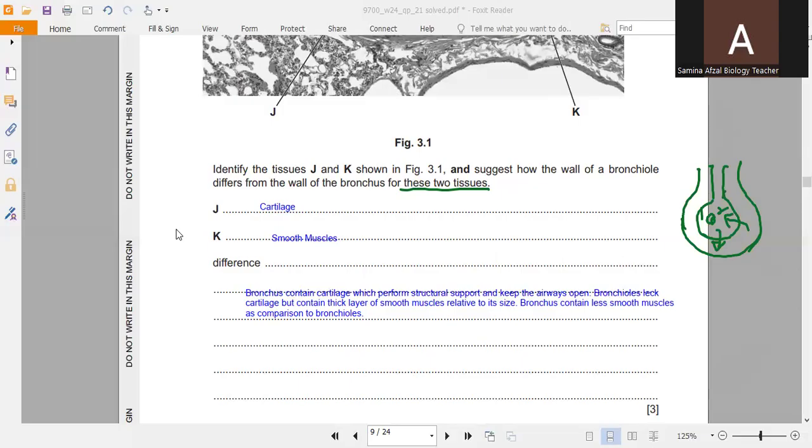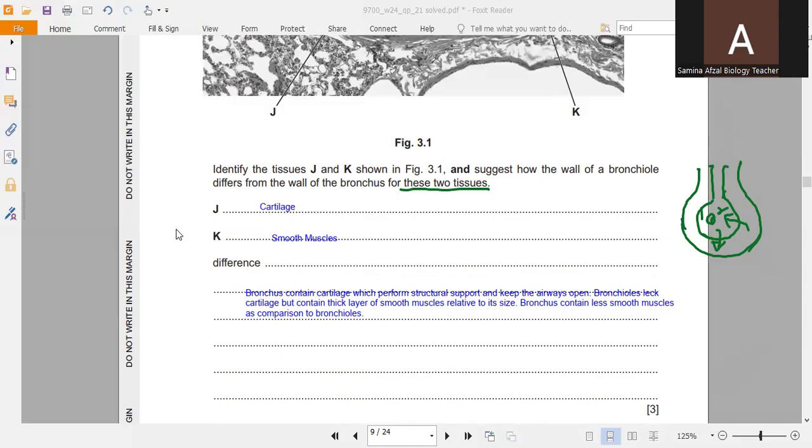Bronchus contains cartilage because it has to bear more pressure as air enters through the bronchus into the bronchioles. The cartilage is flexible, so it performs structural support and keeps the airways open, so even with high pressure it will remain open.